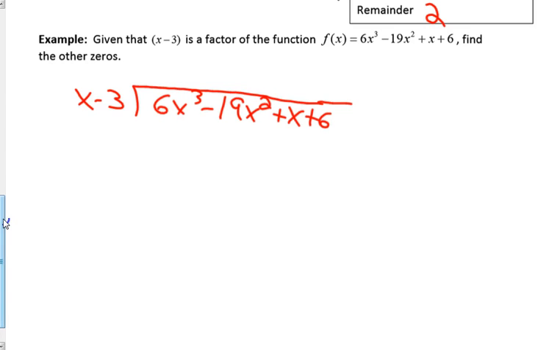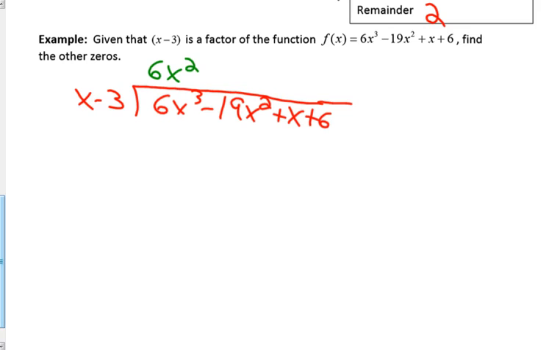I'm just going to look at my first term here, the x. That's all I'm going to concentrate on because there's a lot going on in this problem, right? What can I multiply times x to get 6x cubed? 6x squared. Good. Okay?